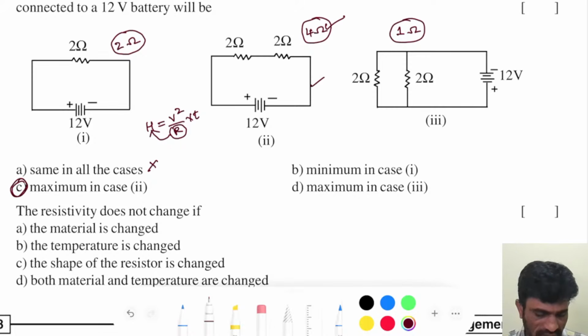Option C is correct. Heat produced will be minimum in the second case and maximum in the first case.